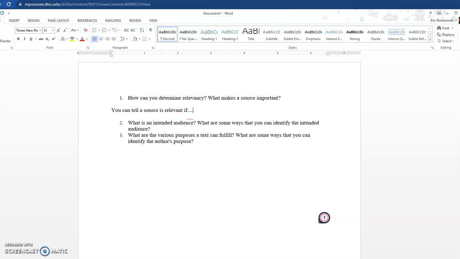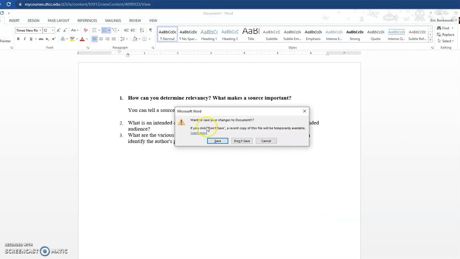And I want you to answer them in complete sentences like this. If you want, you can format it however you like. You could put this in bold and then however you want to do that. I just want you to answer these questions in complete sentences, and then save this and submit that document. So it's really just a chance to give you some time to explore these ideas a little bit more.